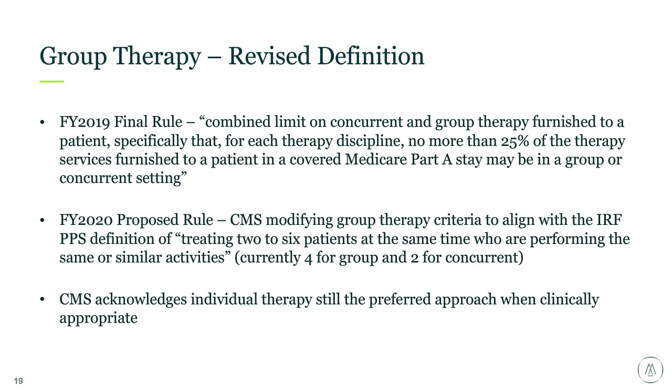can be economies of scale when treating more patients at the same time if it's the exact same therapy activity, they still want to make sure that group or concurrent isn't the entire type of therapy that's being performed. They do indicate in the proposed rule that when appropriate, individual therapy is still the preferred method.